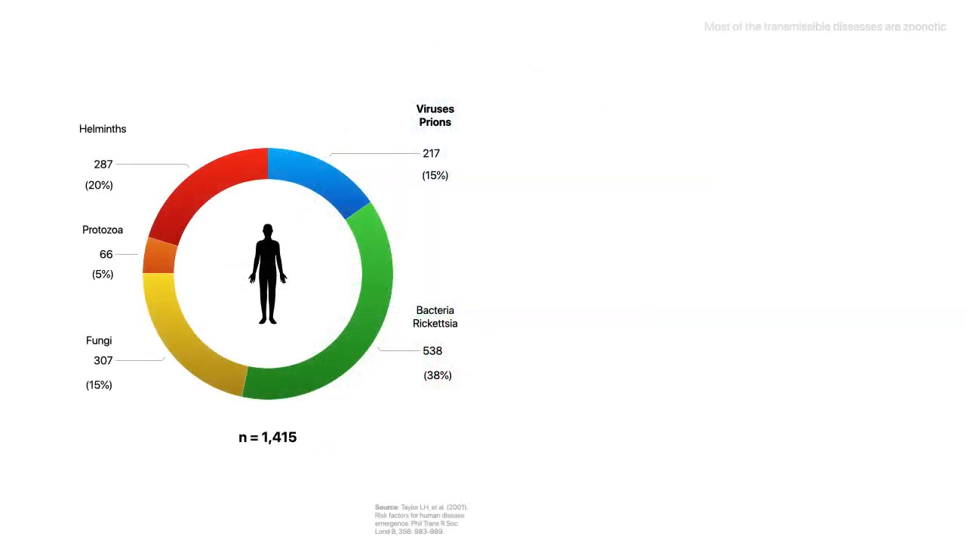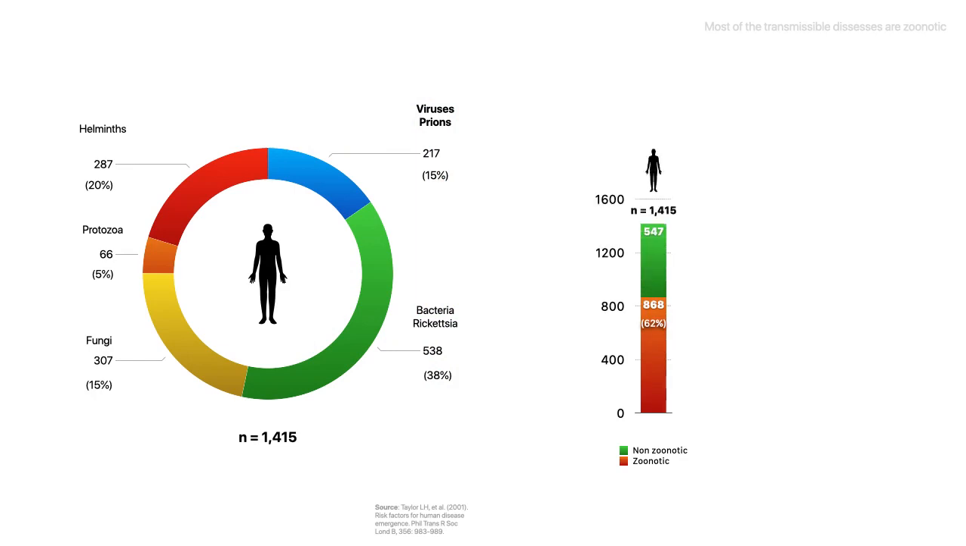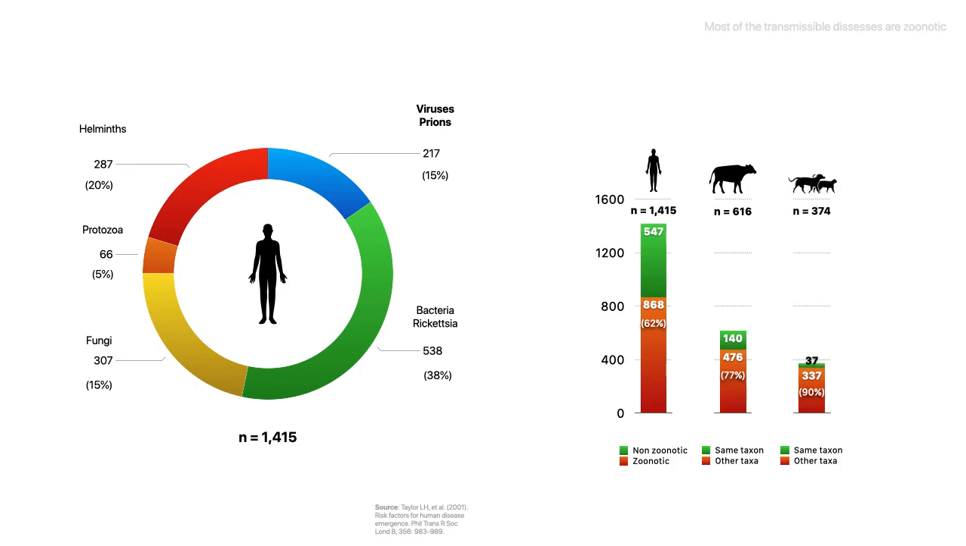There are over 1,400 transmissible diseases described in humans. Most of these diseases are caused by zoonotic pathogens, or 62%, due to our close relationship with domesticated animals by consumption, use of byproducts, or by keeping them as pets. Among domesticated animals, especially those closest to us like ungulates or carnivores, the proportion of pathogens transmitted between different taxa, including humans, is very high.